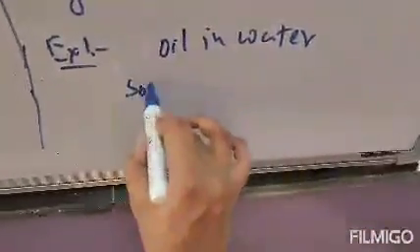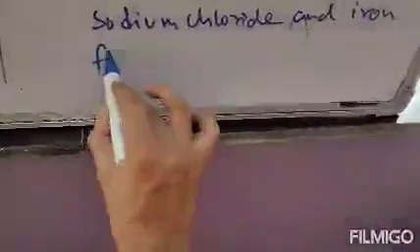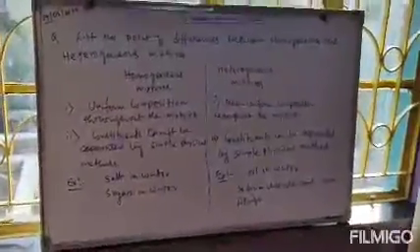Also we can provide another example, sodium chloride, that is salt, and iron filings. This is also an example of a heterogeneous mixture. So these are the points of difference between homogeneous mixture and heterogeneous mixture. Clear? Next question, just write it down or take a screenshot. I will then move to the next question.